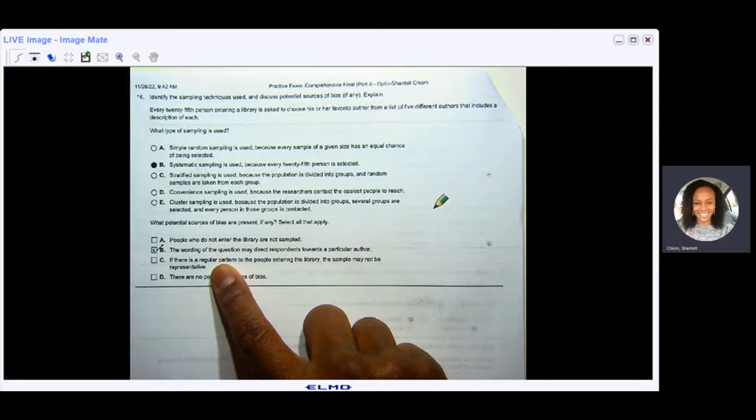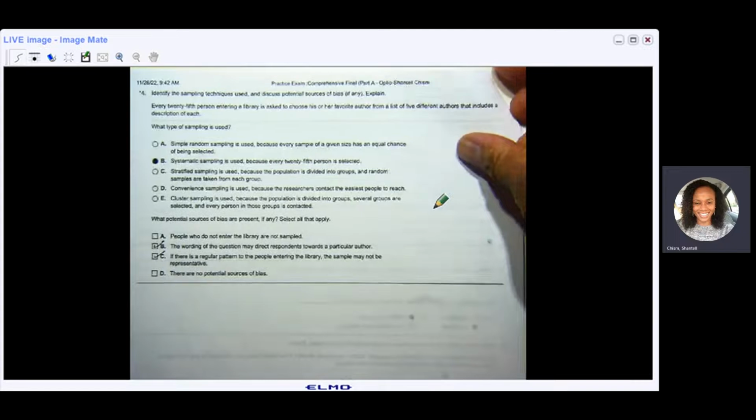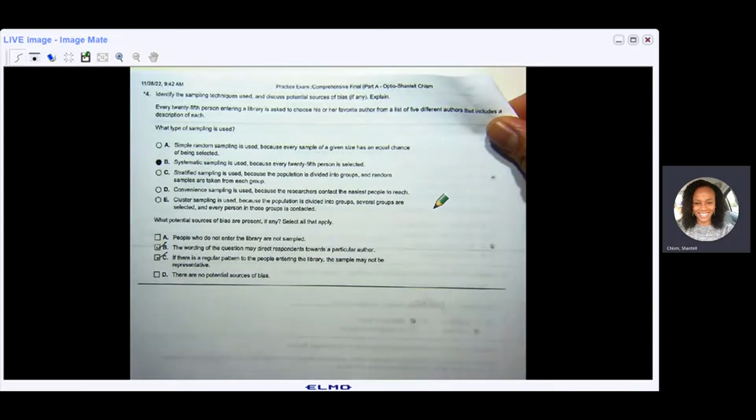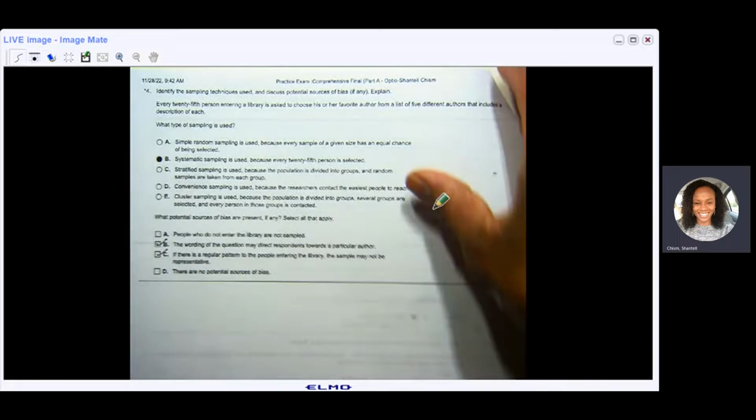And then also with C, depending upon the pattern, you may have many people who are not able to be a part of your sample because of the timing during the day when they actually frequent the library. So it could be a regular pattern as far as when people visit the library. So yes, that could lead to bias as well. So both B and C. Okay. So again, those were all terminology questions coming from that first section in Module 1.